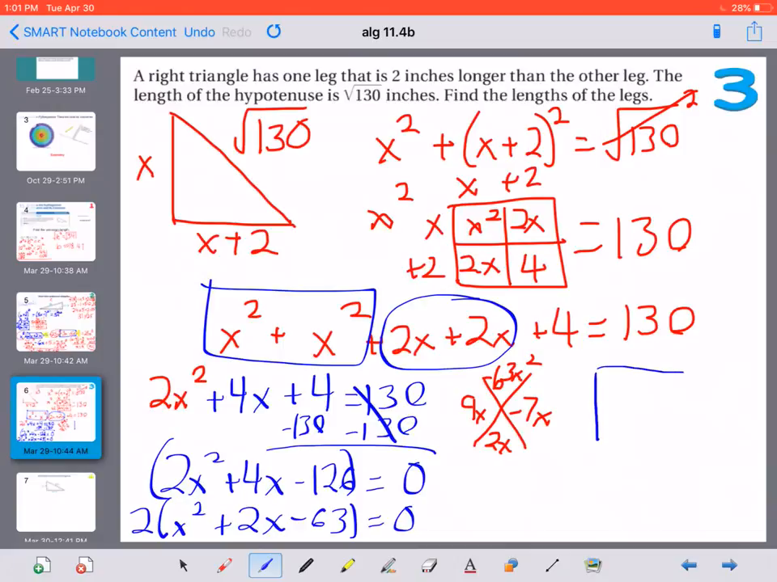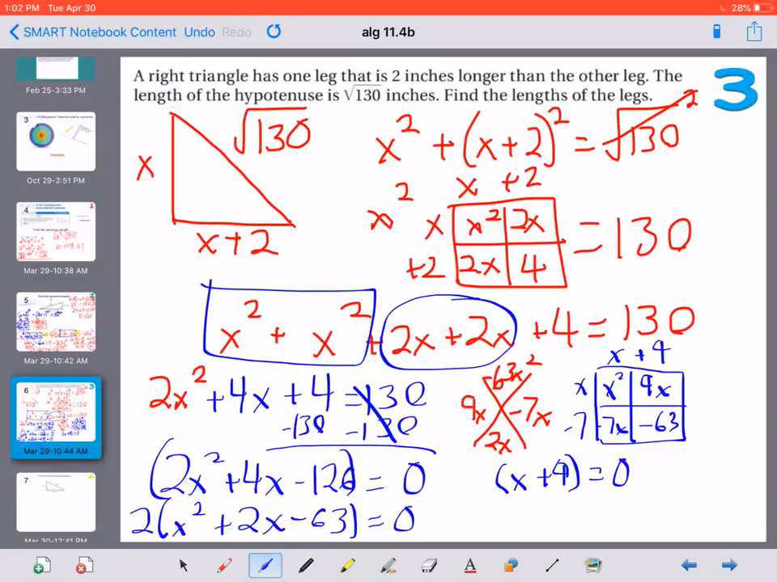So I'll draw my box there. We get x squared in the top box, negative 63 down here, 9x and negative 7x. We get x times x gives us x squared, x times 9 gives us 9x, x times negative 7. So what we get then is x plus 9 equals 0, and x minus 7 equals 0.